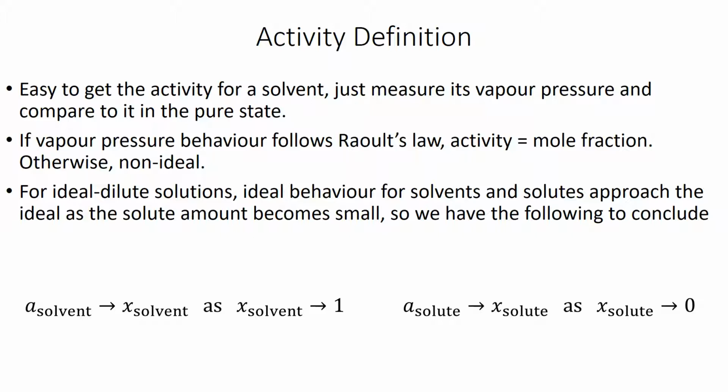For ideal dilute solutions, behavior for solvents and solutes approaches the ideal as the solute amount becomes small. So we can conclude that the activity of a solvent approaches that of the mole fraction of the solvent as the mole fraction of the solvent approaches 1. And the inverse you can see for the solute. The activity of the solute approaches that of the mole fraction of the solute as the mole fraction of the solute approaches 0.